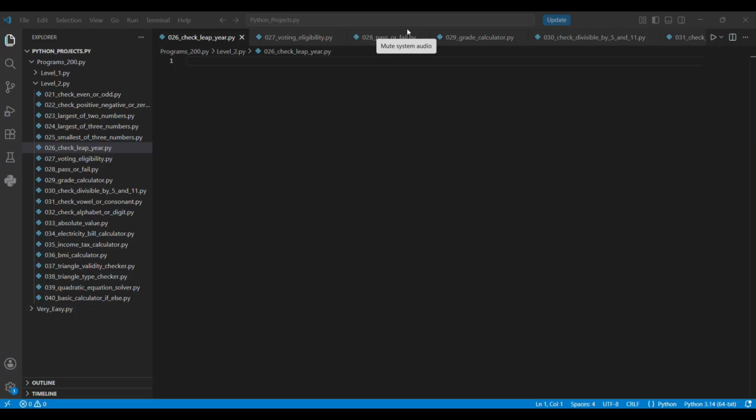Now it's time to write our next program of checking leap year. Do you know how to find a leap year? To find a leap year, your year is divided by 4 and not divided by 100, but also divided by 400. Do you know how to write a code like that?